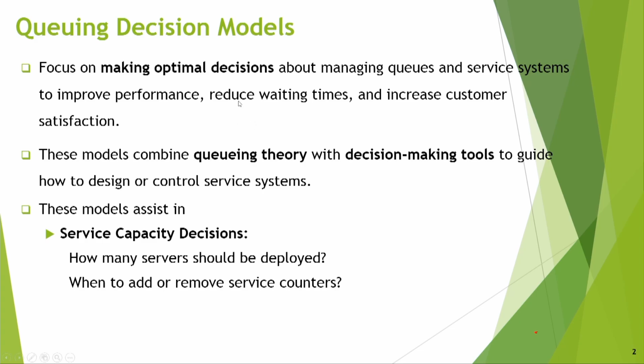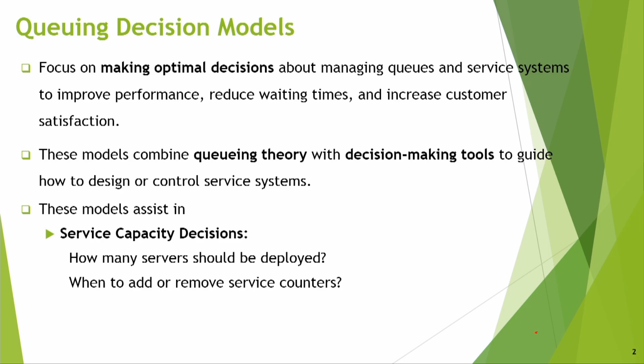Queuing decision models focus on making optimal decisions about managing queues and service systems to improve performance, reduce waiting times and increase customer satisfaction. These are the objectives of queuing decision models. These models combine queuing theory with decision making tools to guide how to design or control service systems. So in queuing decision models, queuing theory concepts will be used, but also we will use decision making tools.